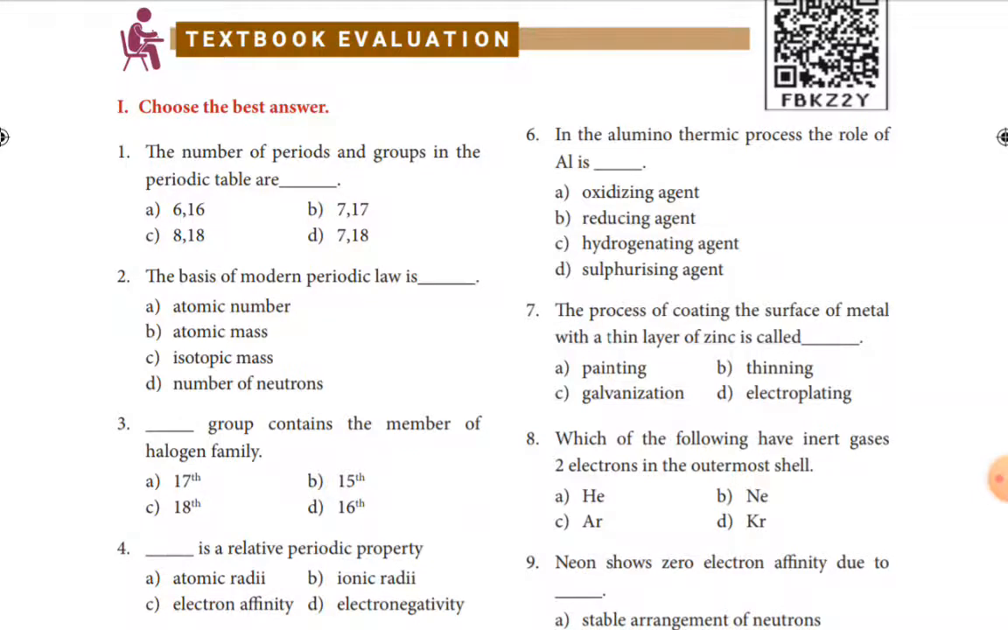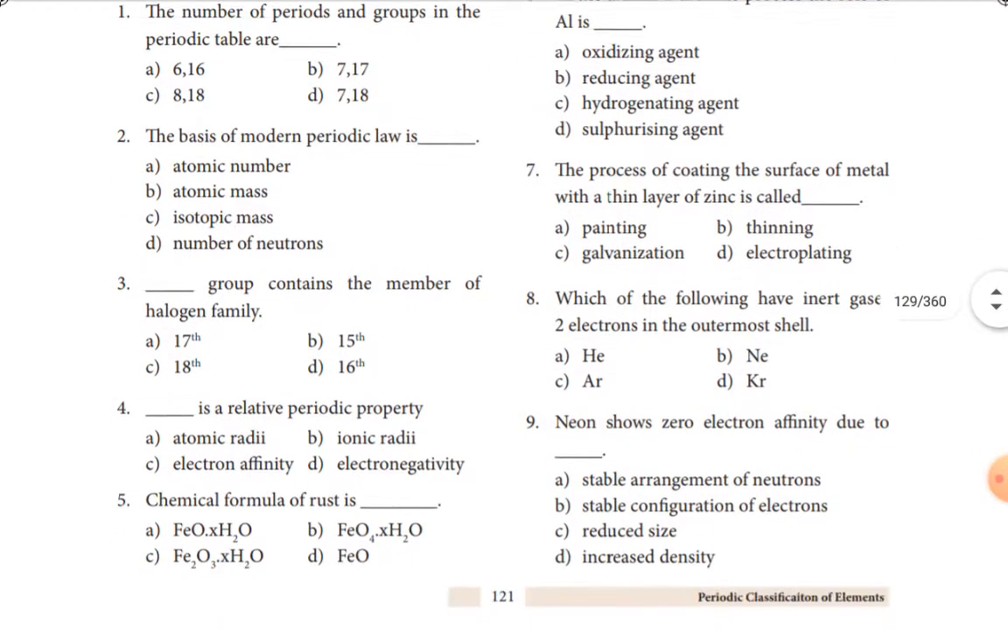Then, which of the following inert gases has 2 electrons in the outermost shell? 2 electrons. It is helium. Helium only, the atomic number of helium is 2. So number of electrons 2. The first shell is completely filled. So it has also attained a stable structure. Also neon, argon, krypton have 8 electrons in the outermost shell, and they are also stable in nature because of the satisfaction of the octet rule.